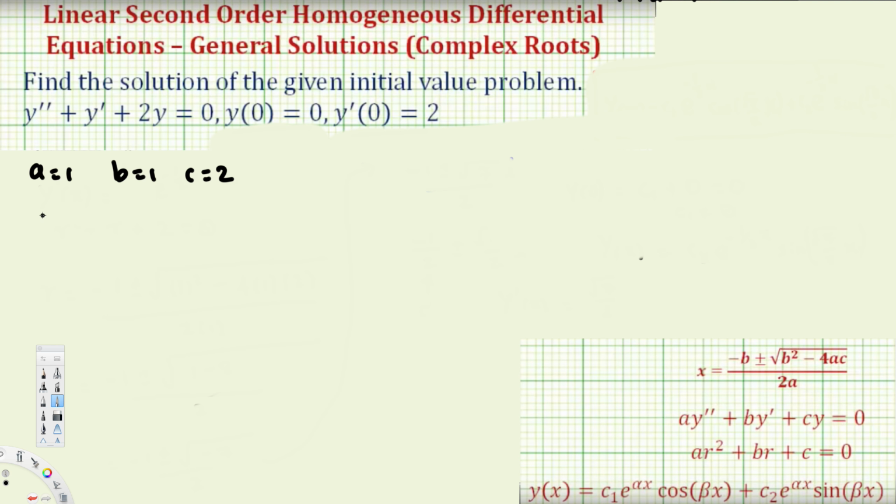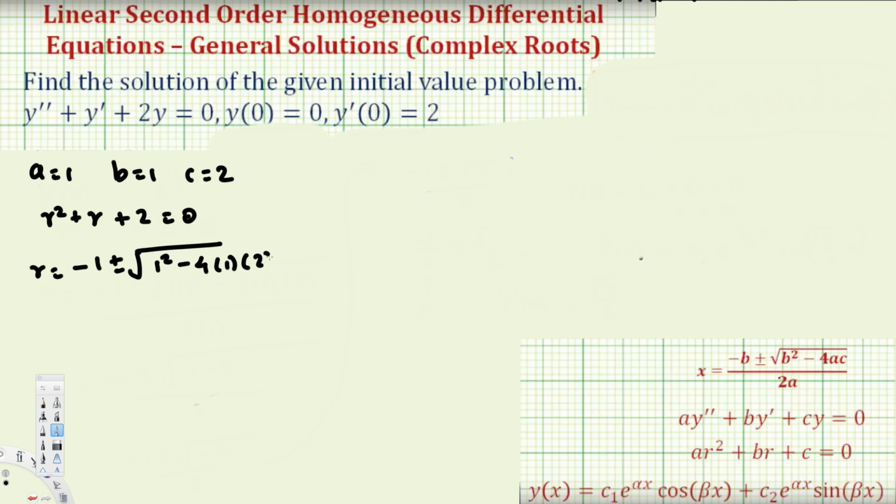That's going to be r squared plus b, which is 1, r squared plus r plus c, which is 2, equal to 0. If you look at this, it is not easy to factor. So we have to use this equation to figure out our roots. Now this is x, but in our case that's going to be r. So r is equal to negative b, which is 1, plus or minus the square root of b squared, that's just 1 squared, minus 4 times a, which is 1, times c, which is 2, divided by 2 times 1.